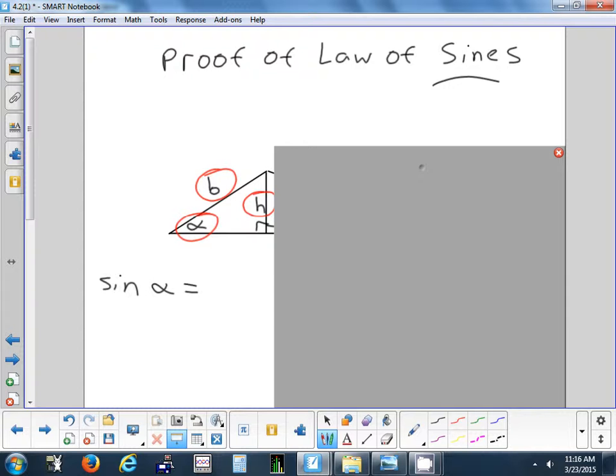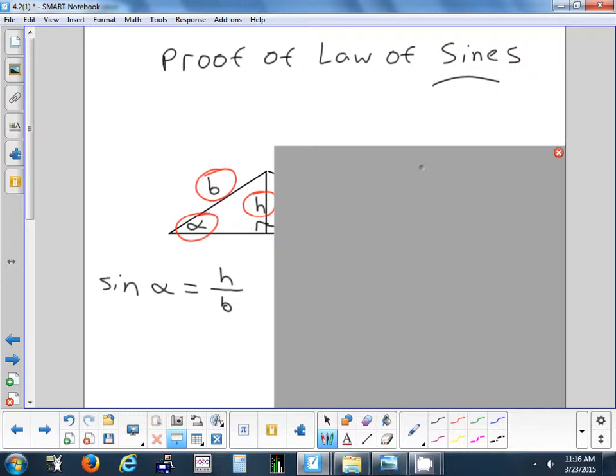All right, so we get sine of alpha. And Brittany, what would that be? What's the opposite and what's the hypotenuse? H, yep. And the hypotenuse, that's across from the 90, that's B.